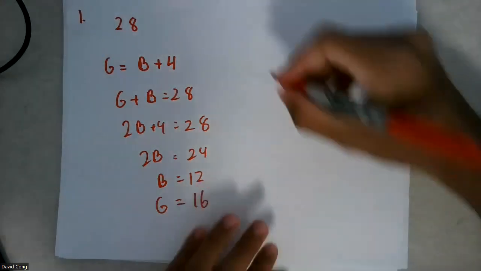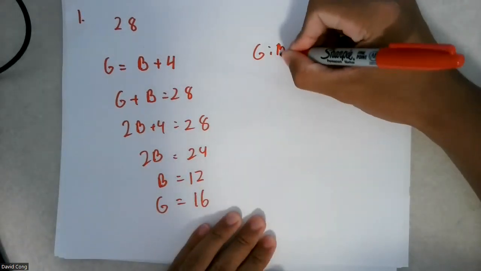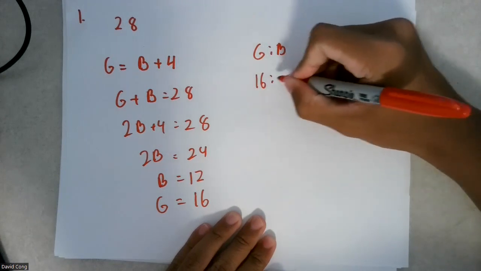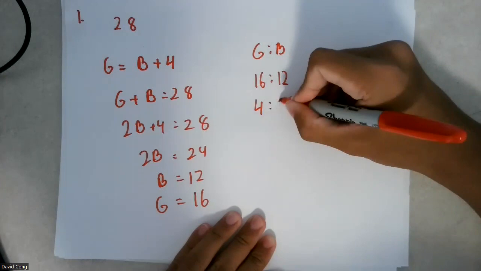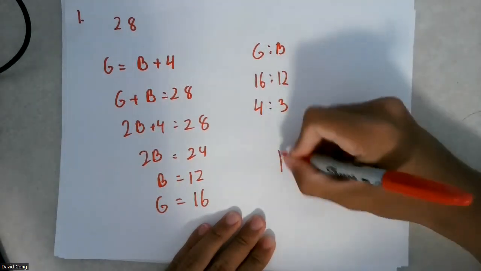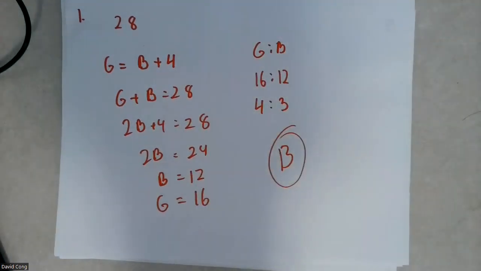And so what's the ratio of the number of girls to boys? Well, that is 16 to 12, but both of these are divisible by 4, so it becomes 4 to 3. So the answer to number one is B. Okay, any questions on number one? Okay, if nothing, I'll move on to two.